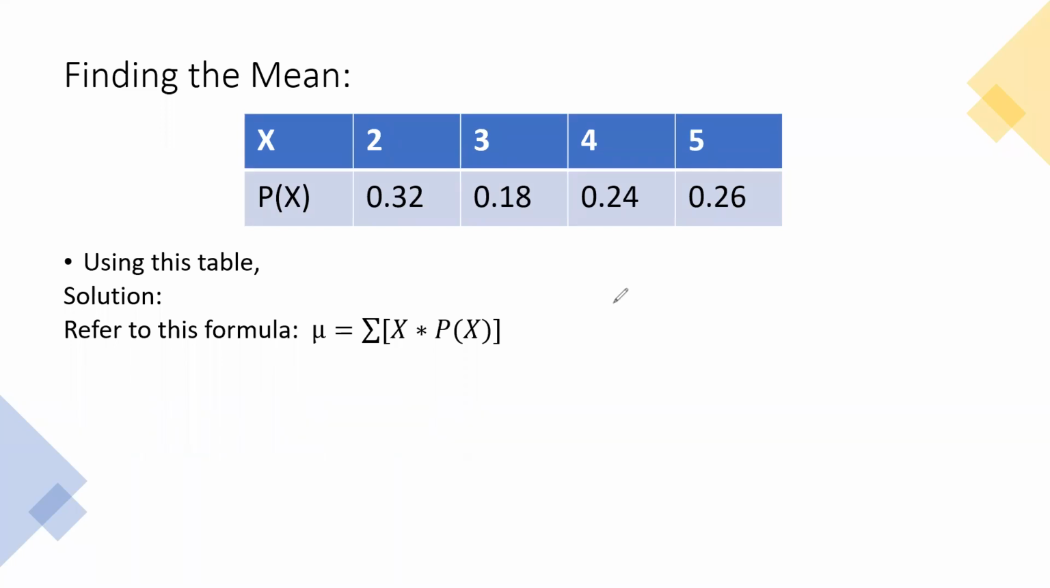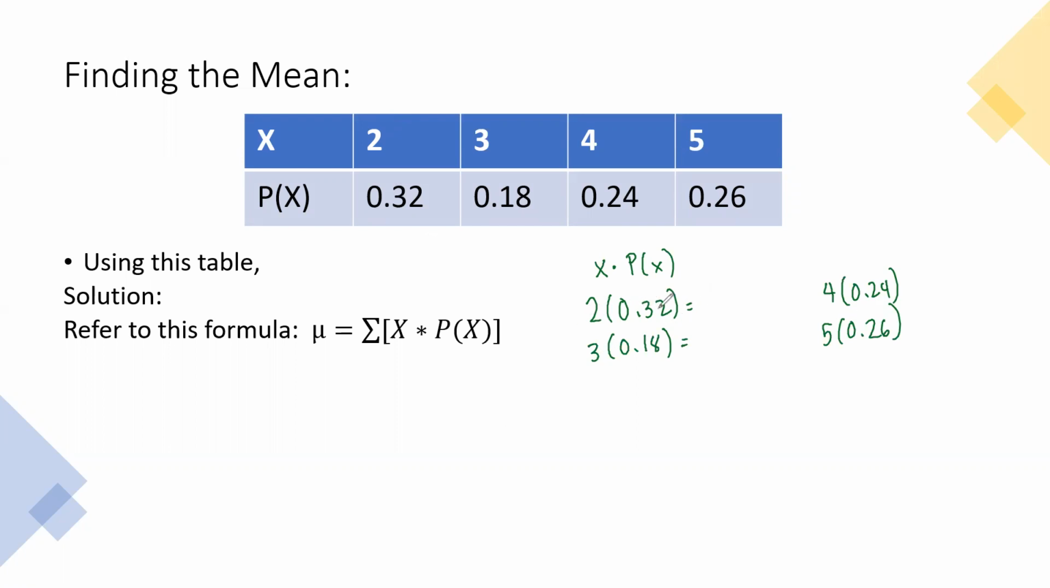So what we are going to do is find its mean. Now we have our x and p of x. First, we're going to find every x times p of x. So we're going to multiply 2 times 0.32, 3 times 0.18, 4 times 0.24, and 5 times 0.26. As we see, we multiply each x with its corresponding probability.